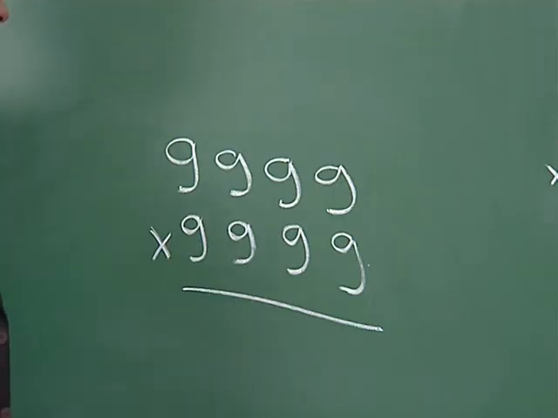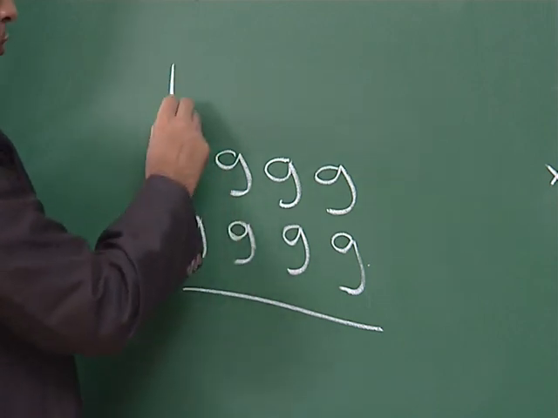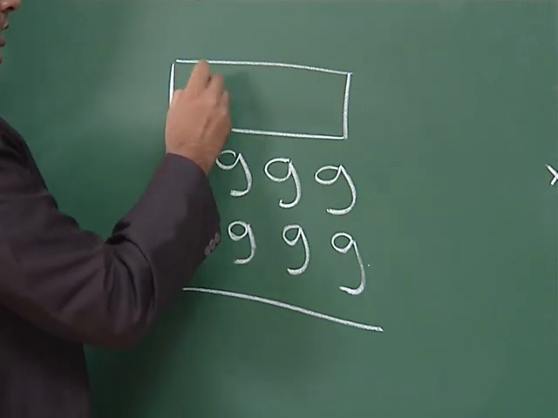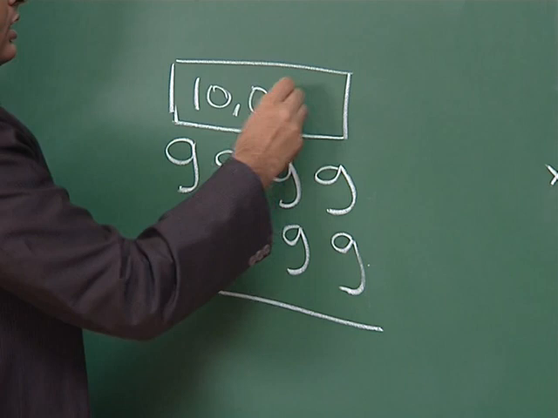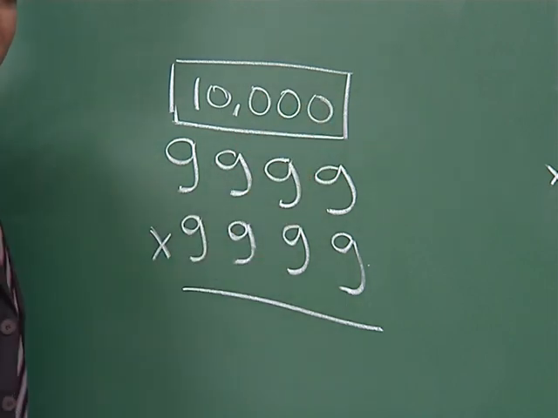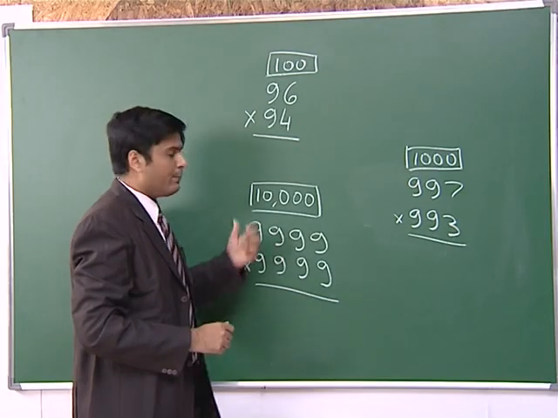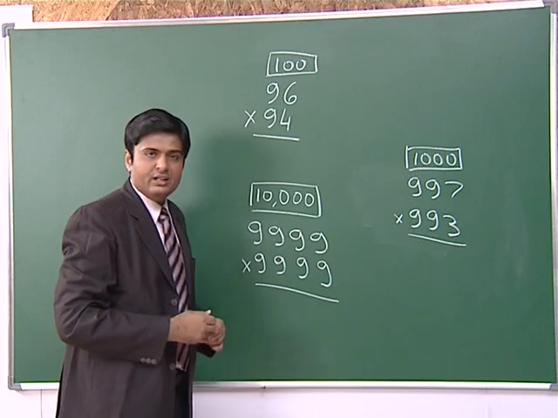And here, I know the numbers are closer to 10,000. So the base in this case will become 10,000. We have found the base, now let us find the difference.